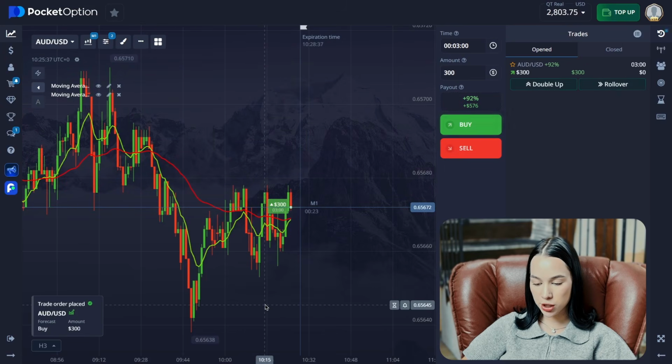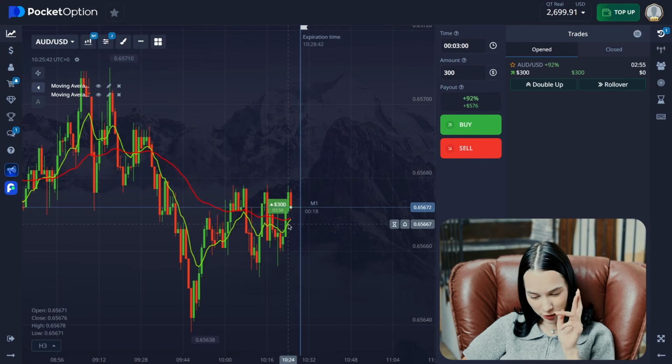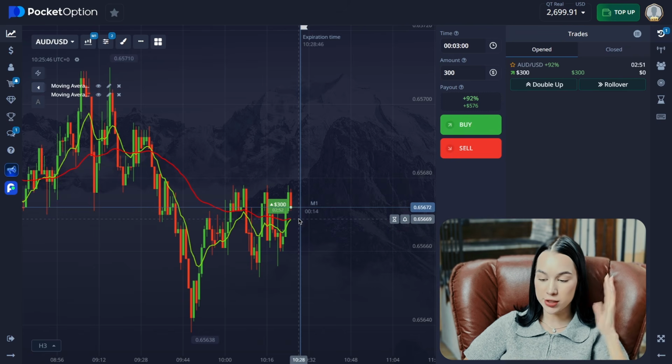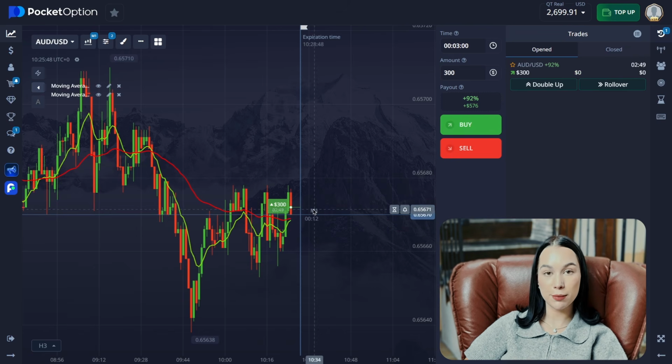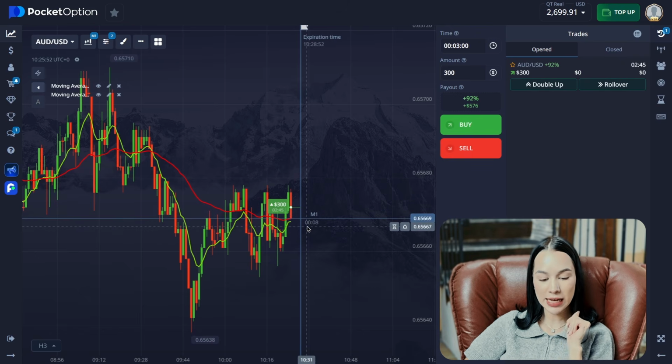So here's a pretty good situation, and we open a buy trade here for 3 minutes. We can see that two lines are almost crossing each other. So that's how we get a really good entry point. So yeah, as you can see with the rollover, we have 3 more minutes to our trade. So that allows our price to reverse in the direction that we need.